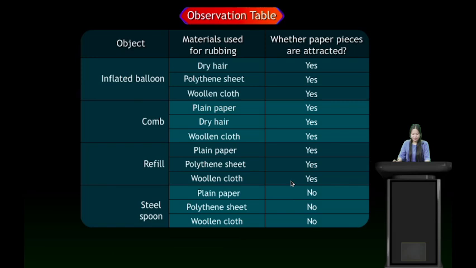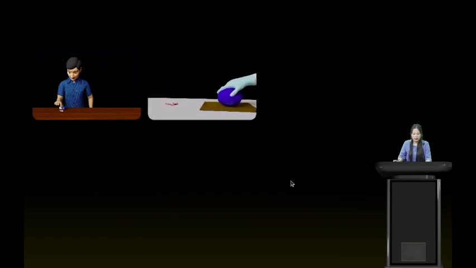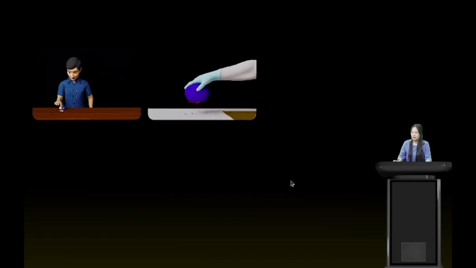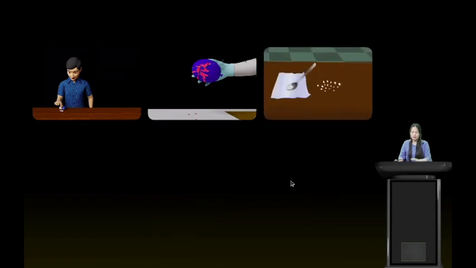So here we see, the eraser, when we rub it on our hair, it acquires some electric charge. When we bring it near small pieces of paper, it attracts. Similarly, for balloon, it attracts the small pieces of paper. But in case of steel spoon, when we rub it on plain paper and bring it near the pieces of paper, it does not attract the small pieces of paper.